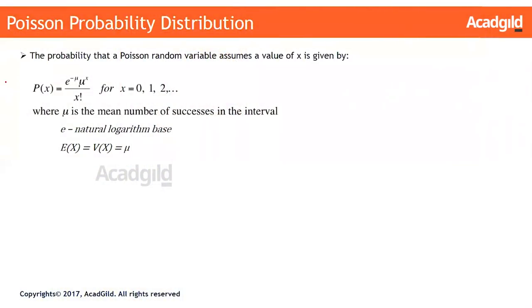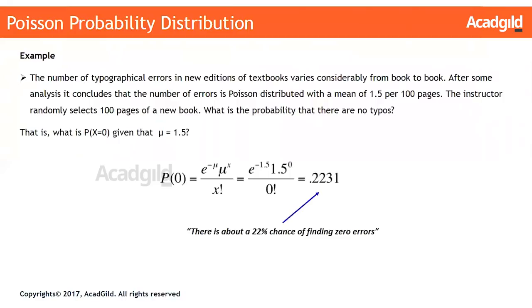Now we'll talk about the probability distribution function for a Poisson random variable, and calculate its mean and variance and the parameter for the Poisson distribution. The probability of getting a particular value x for a Poisson random variable, probability X equal to x, is given by this formula: e raised to minus mu, times mu raised to x, divided by factorial x. We'll understand this better with the help of an example.